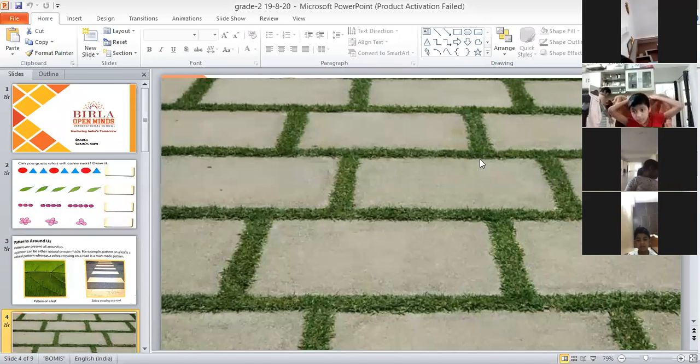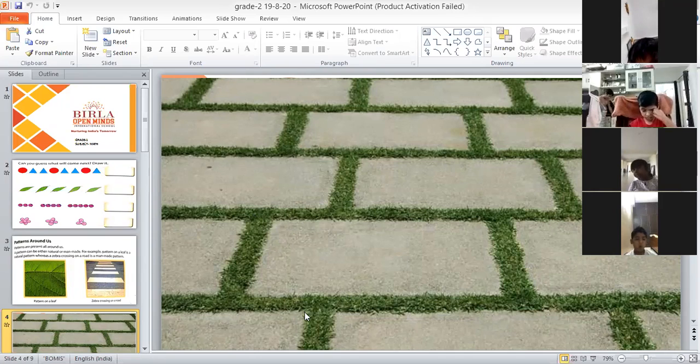Man-made. Okay. So children, see here, this is a man-made pattern. You can see here, this is a cemented floor, and then grass is there. So the cemented floor is made by man, right? So this is a man-made pattern. Okay, fine. Next picture.